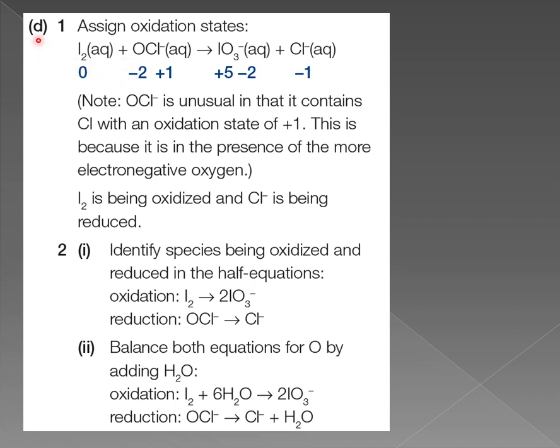In question number D, iodine gives iodate, increasing from 0 to +5, so this is oxidation, while in oxygen chloride or hypochlorite, from -2 it became -1, so it's reduction. So we need to decide which is the oxidation equation and which is the reduction equation.